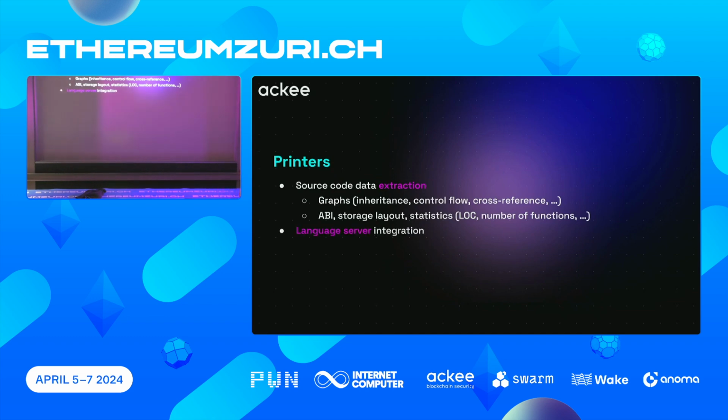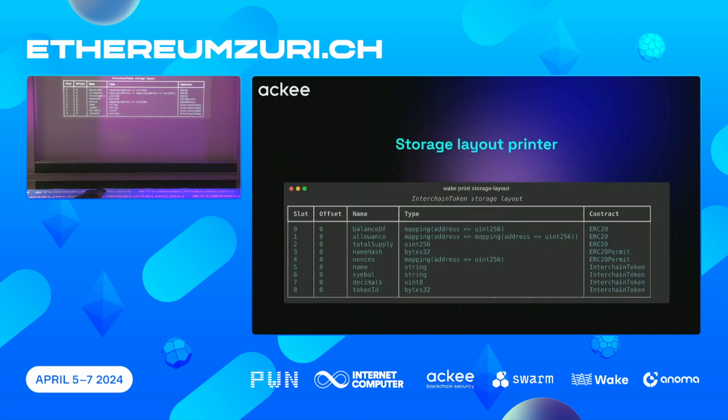And there's also a language server integration, and I'd like to explain that on an animation. And of course, there's an API for creating custom printers. This is an example of a storage layout printer, which shows how nice the printers can be. The user experience is really nice, I would say, and it shows a storage layout of a single contract, and yeah, it's basically the storage layout.